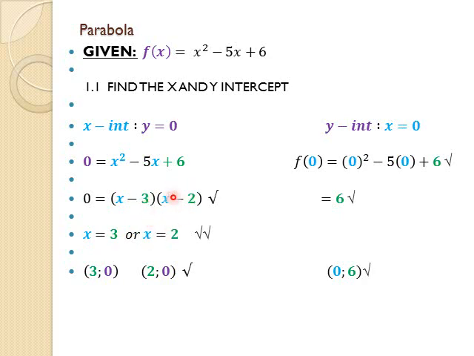So my coordinates are x is 3 and y is 0, x is 2 and y is 0. For y-intercept, x equal to 0. So in the place of x, we place 0. 0 squared, 0, plus 6 gives me 6. So my y-intercept is 0 and 6.